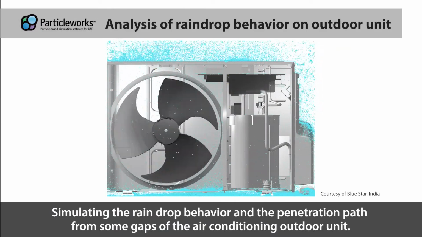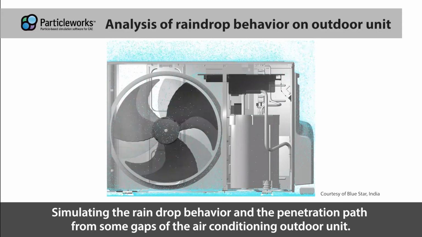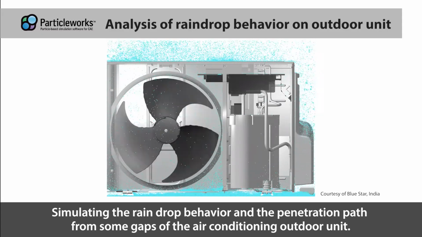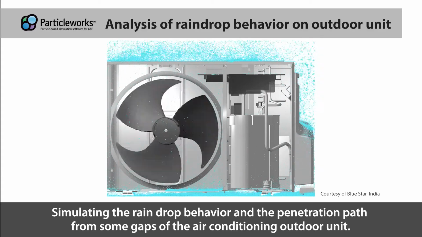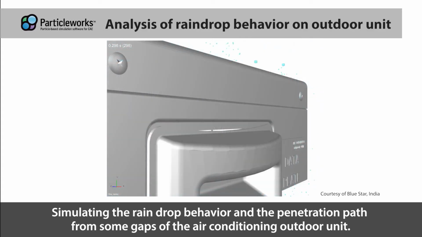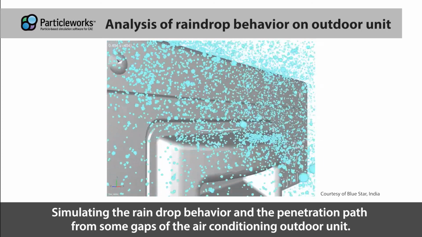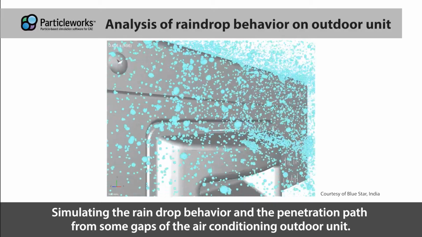Analysis of raindrop behavior on the outdoor unit. The outdoor unit of an air conditioner has many open gaps to control the airflow. To prevent rainwater from entering through these gaps and affecting the important electrical parts inside the outdoor unit, we evaluate raindrop behavior and the penetration path by simulating in advance.